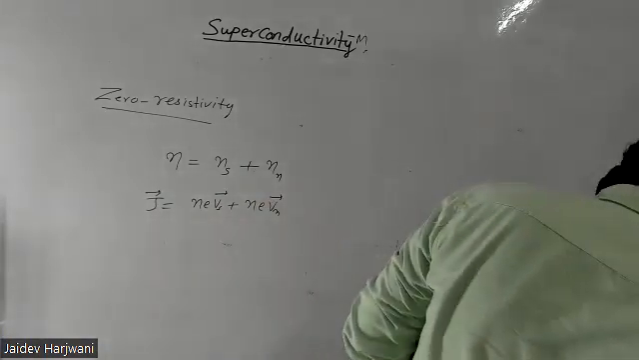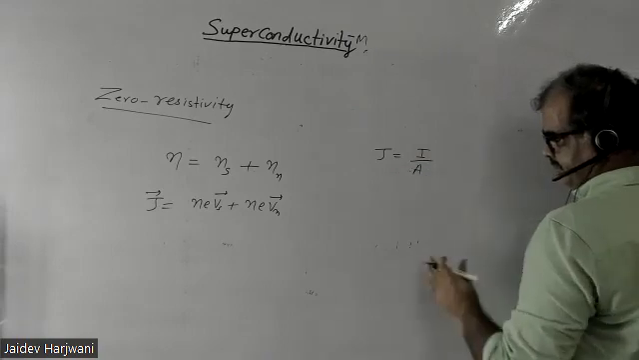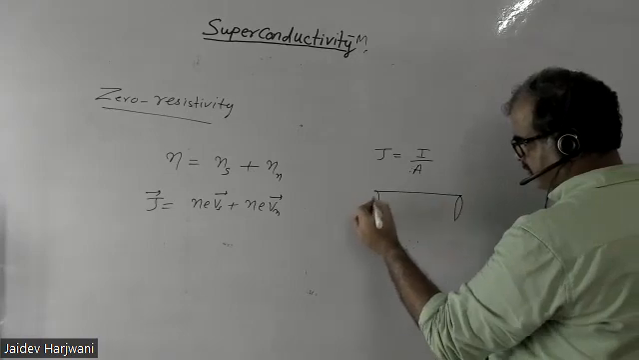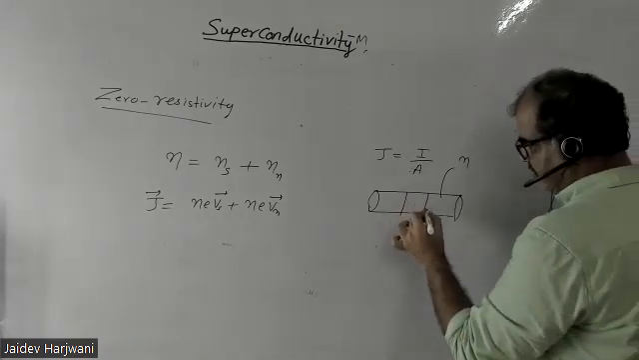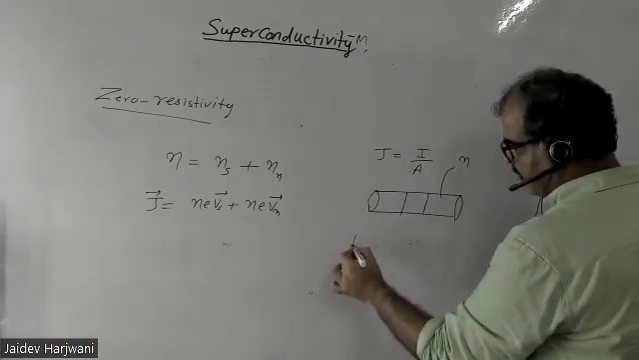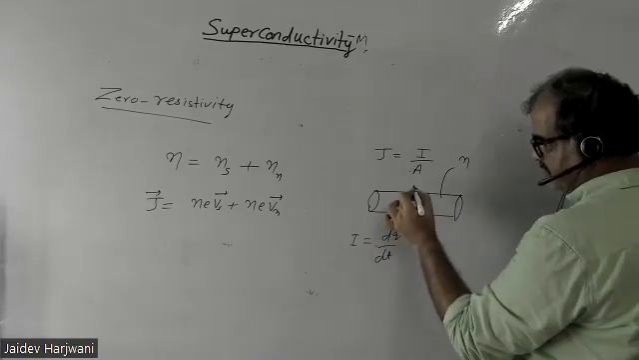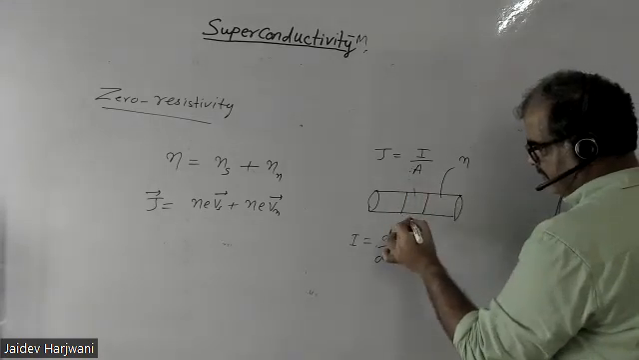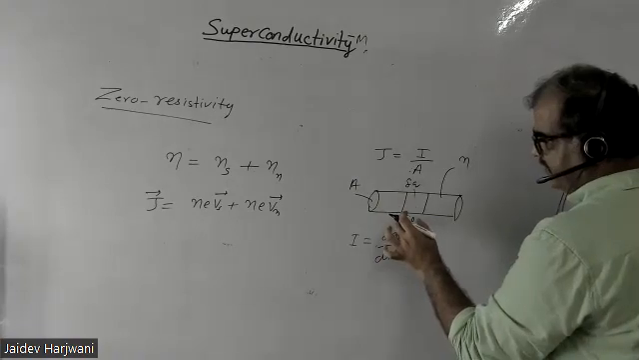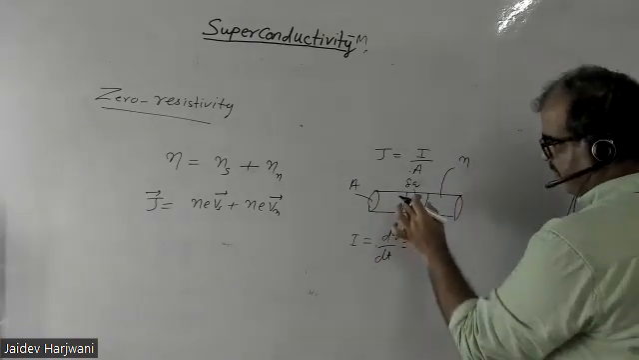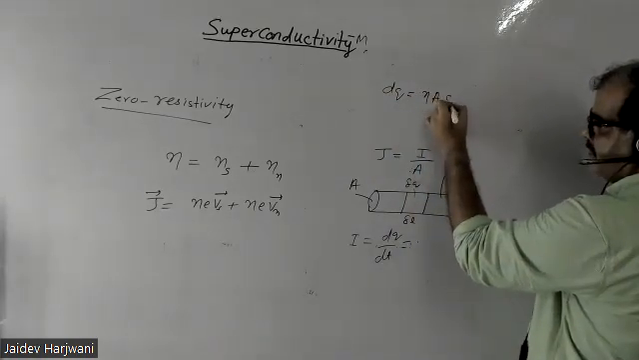I hope you know the relation for current density. We know the current density is current upon area. Now I have a sample which has electron density n, and I want to know what J is. J is I by A, and I is dq upon dt. Suppose in this length dl I have a charge dq. The cross-sectional area is A, the length is dl, and the electron density is n. So dq will be concentration into area into length.